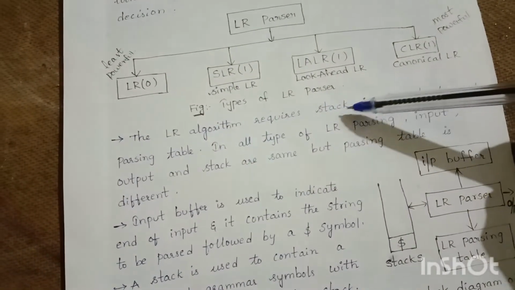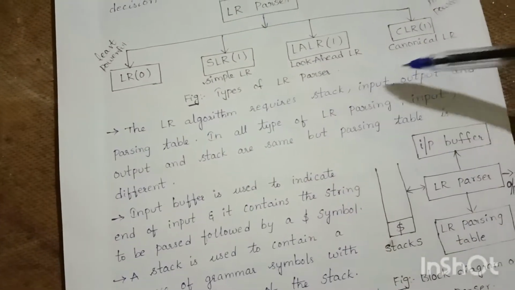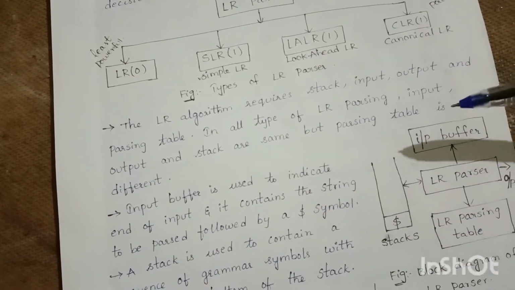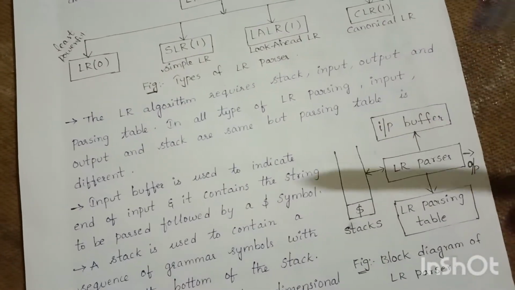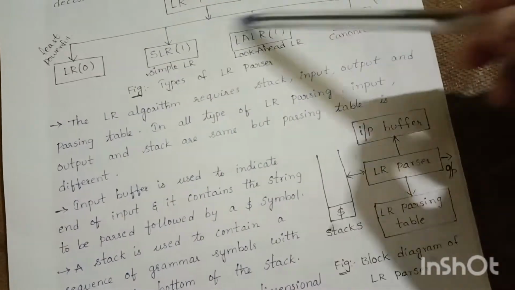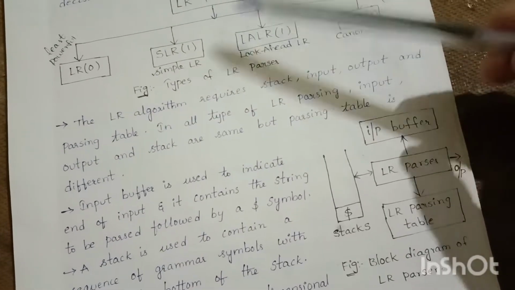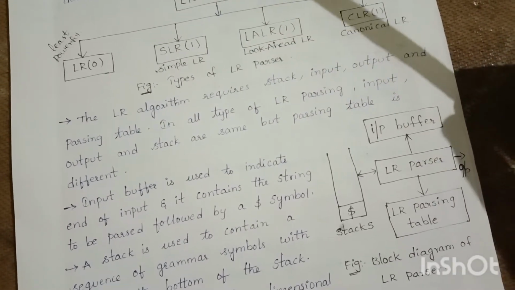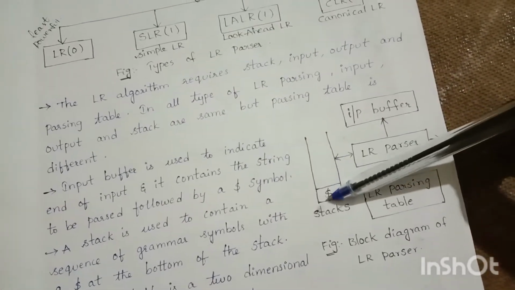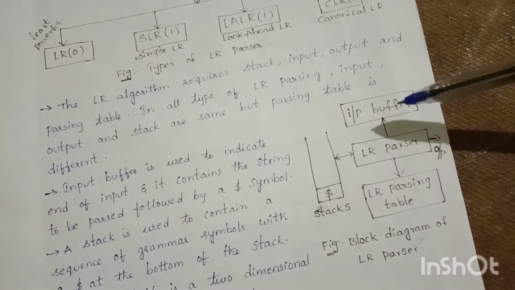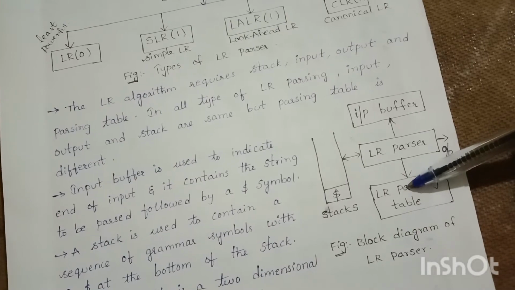The LR algorithm requires a stack, input, output and a parsing table. In all types of LR parsing, input, output and stack are the same but the parsing table is different. There is a slight difference in constructing the parsing table. So we need to consider a stack. In the stack, a dollar is inserted first, and we are going to consider the input and output and construct the parsing table.